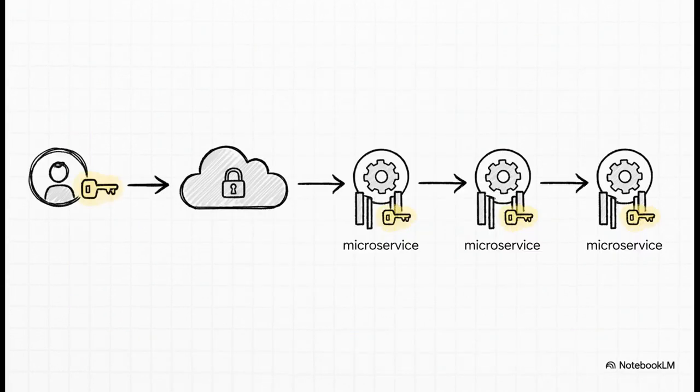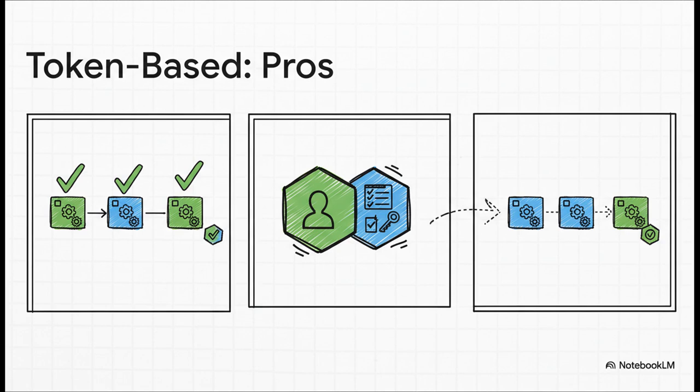All right, the second pattern is way more decentralized. In this model, the user gets a kind of digital hall pass, a secure token from an identity provider. Then they just show that pass to each individual service they want to access. Now, the beauty of this pattern is how incredibly scalable it is. Each service can check the pass all on its own without having to phone home to some central server.